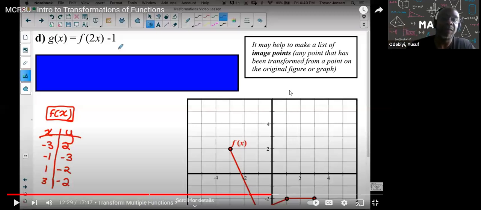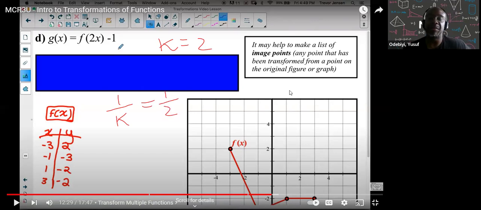Let's see here. Remember, my k is equal to 2, right? The factor is always 1 over k. That's how you apply the factor. So if I plug in 2 for k in 1 over k, now my answer is a decimal. Because my answer is a decimal or a fraction, it's making it small, so it's a compression.